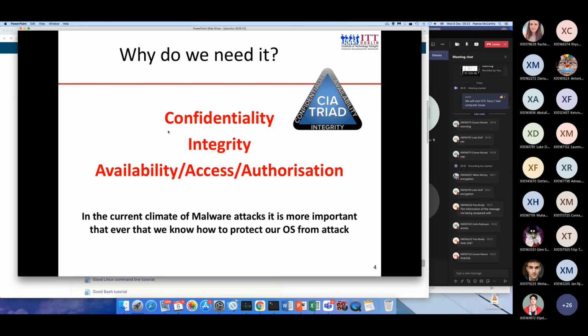And as I said, you can bring this CIA triangle to everything you do security-wise in your life at the moment, right? And I say the current climate, malware, ransomware, we only need to look at the college to see what happened last year, okay? So very, very important. If you ever ask a security question, make sure you drag in the CIA triangle, okay?